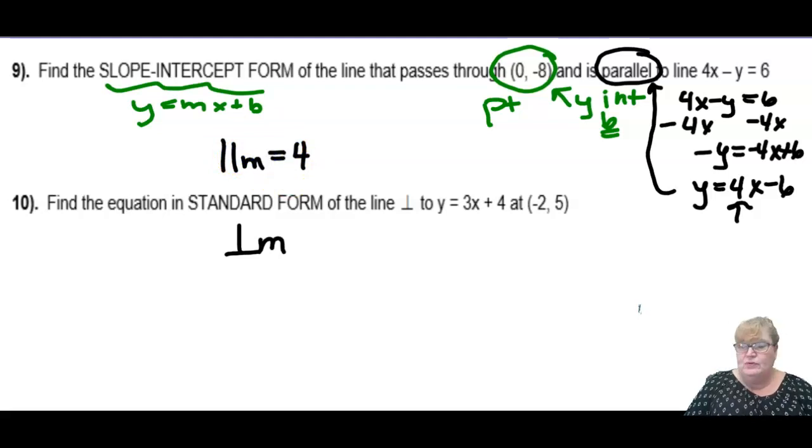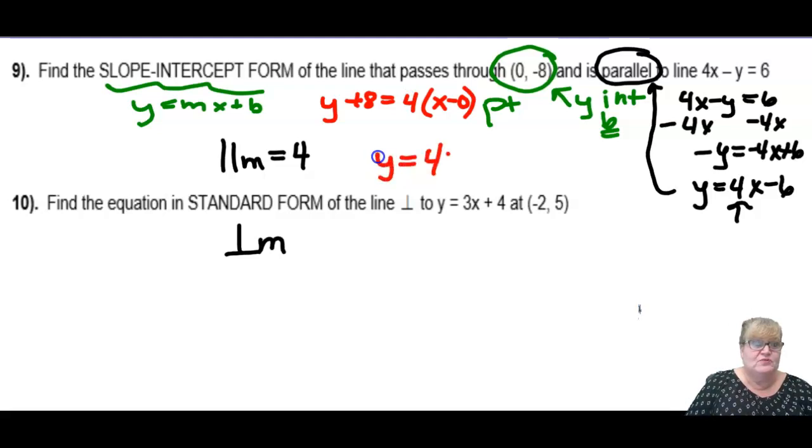Now, a couple ways you could do this one. You could put this point in, y minus negative 8 equals m times x minus the x. Or you could just say, I already know the slope is 4 and I know the intercept is negative 8. This would give you the same thing after you did some manipulation.